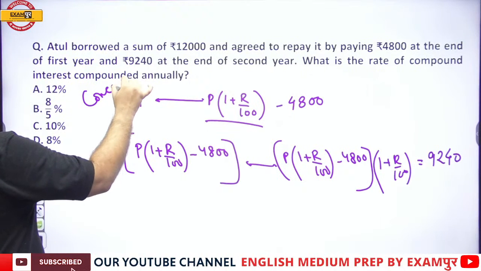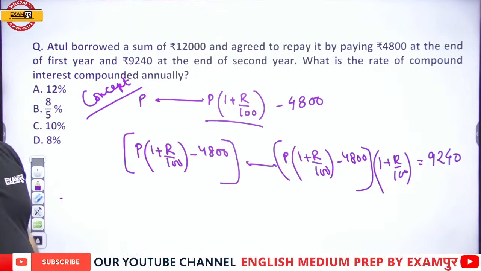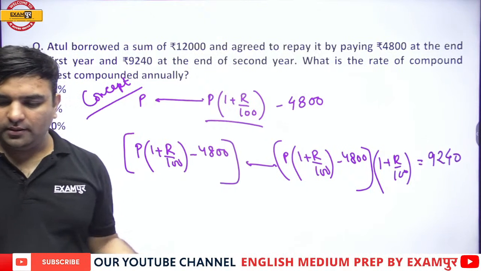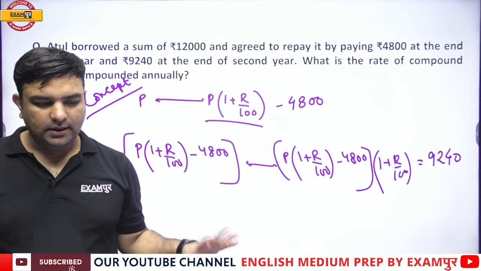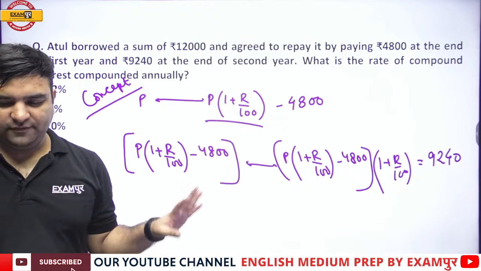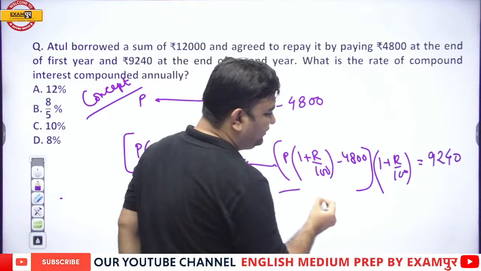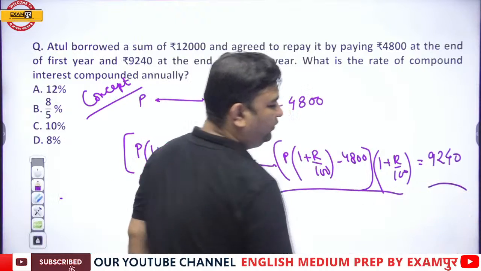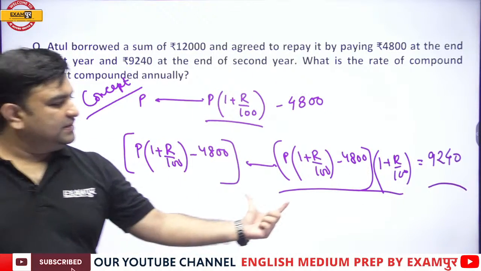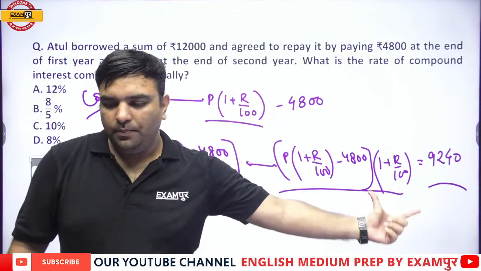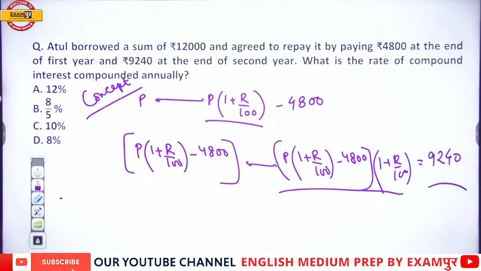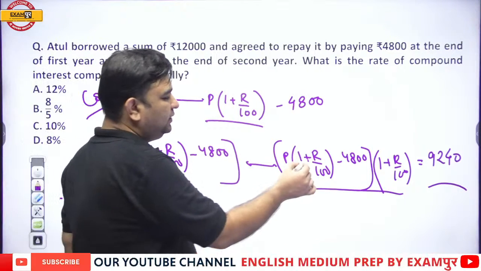Some of you might be feeling like, sir, it's long. I admit it's long, but it is for knowing purposes. What is the actual concept? This is the amount after the second year, which is given as 9240. You need to find out R.